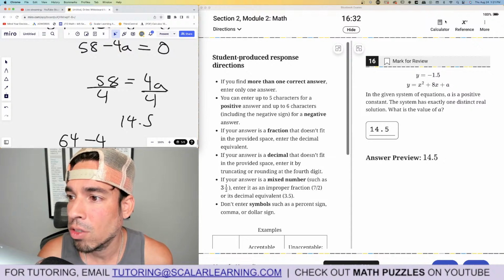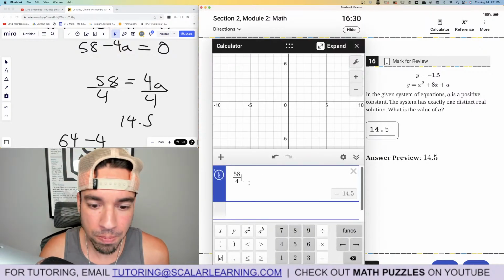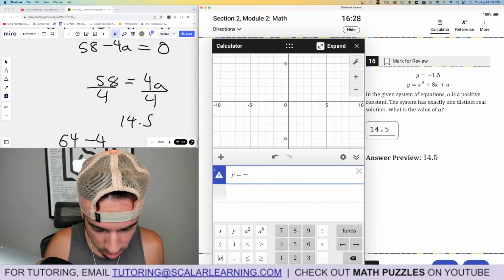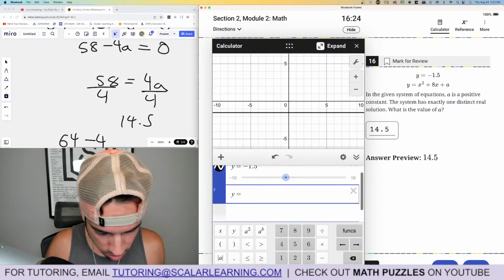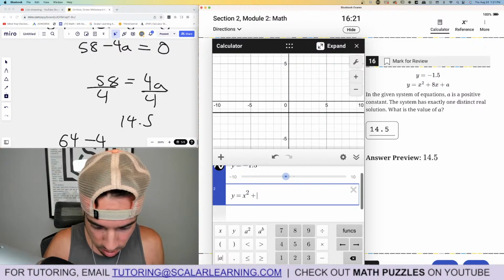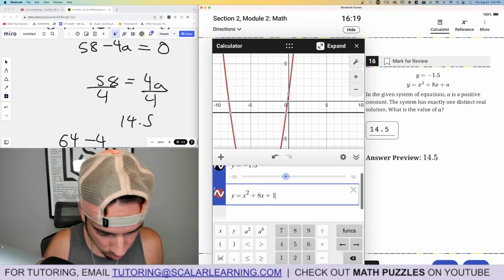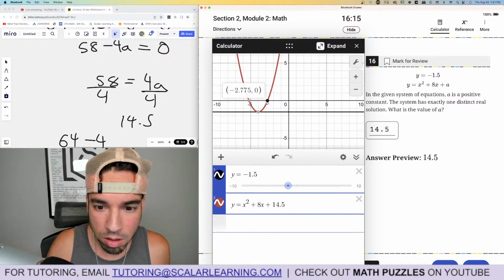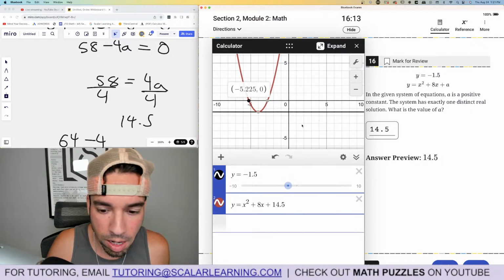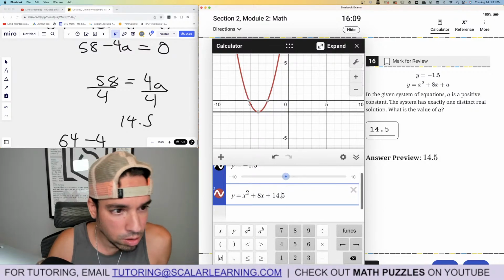Oh, wait, I can graph this. Hold on. Here, check this out. Y equals negative 1.5. This is the cool thing about Desmos. Let's just double check. Y equals x squared plus 8x plus, because we said it's, oh, look at this. It doesn't work. Oh my God, it's wrong. So then it is, how did I do this wrong?